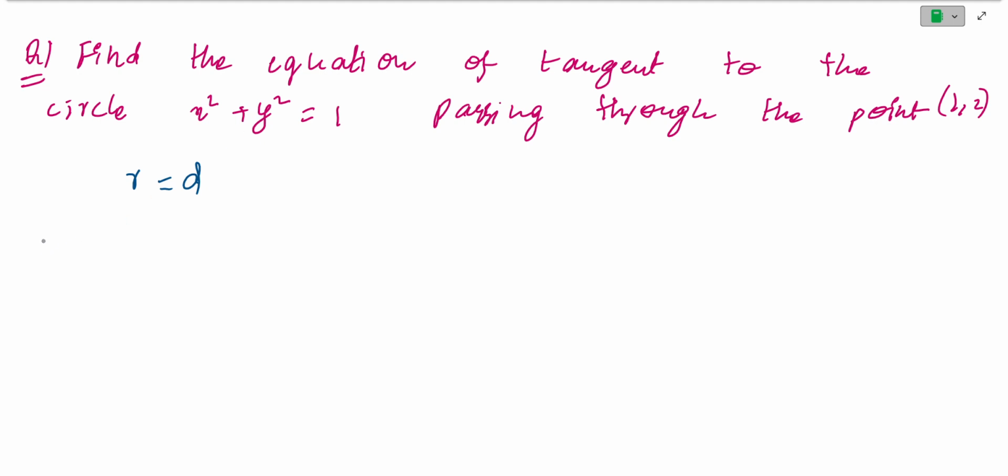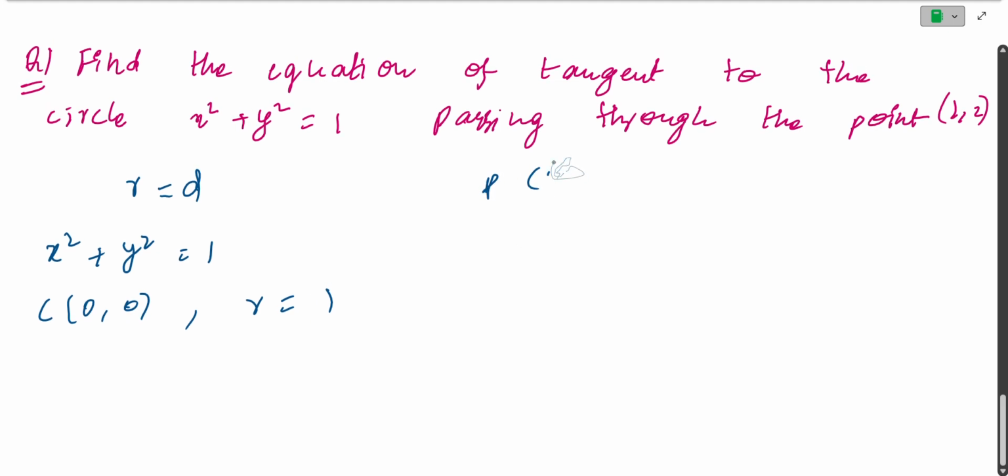So from the given circle equation, x square plus y square is equal to 1, I can say that the center of the circle is 0 comma 0, that is the origin. The radius of the circle is 1. So it is in the standard format, that is why I wrote the center and the radius of the circle. And the point P is given as 1 comma 2.